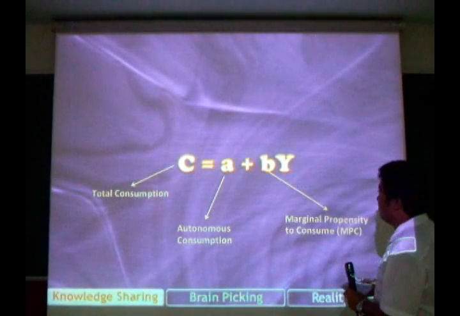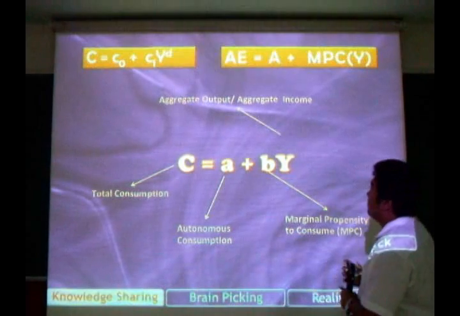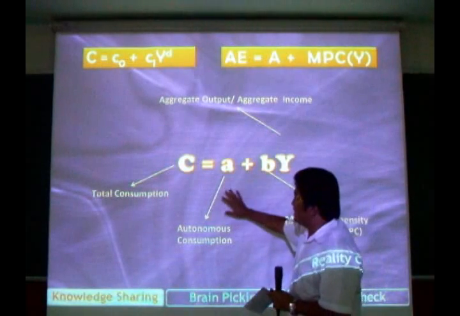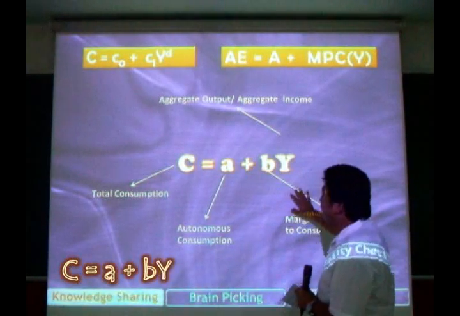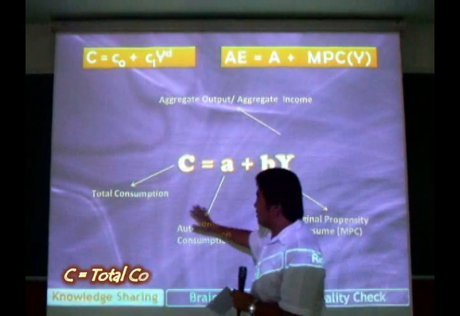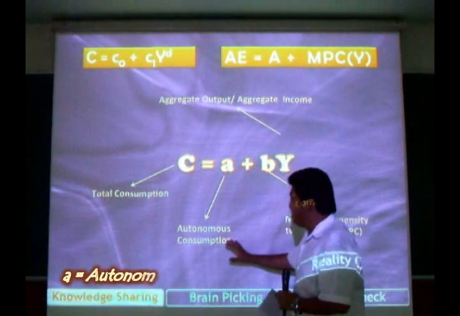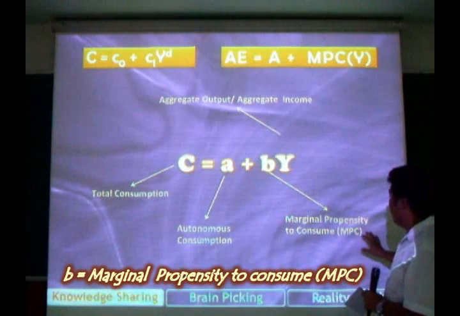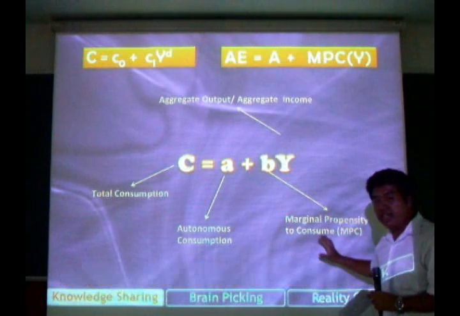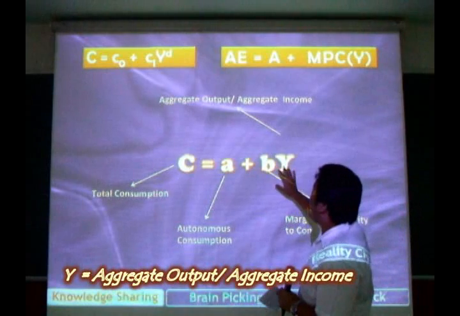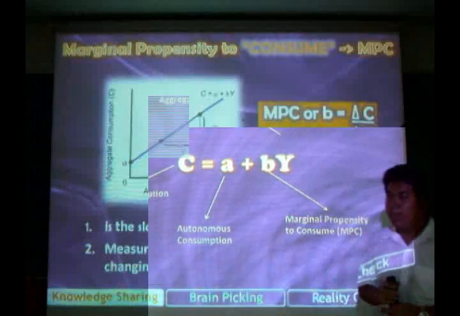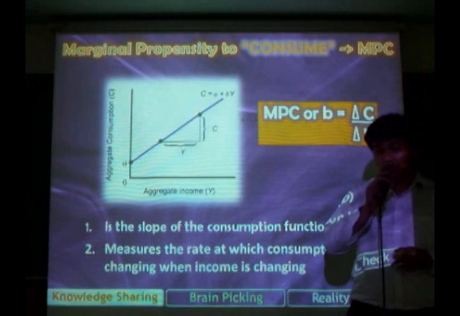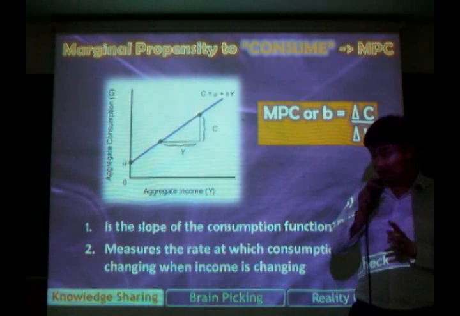For the consumption formula, you can see all the formulas, but the easy formula is this: C equals A plus BY. What does it mean? C means total consumption, and A is autonomous consumption. B is marginal propensity to consume, or we call MPC, and the Y is aggregate output and aggregate income. Now talking about the aggregate expenditure, aggregate consumption function.